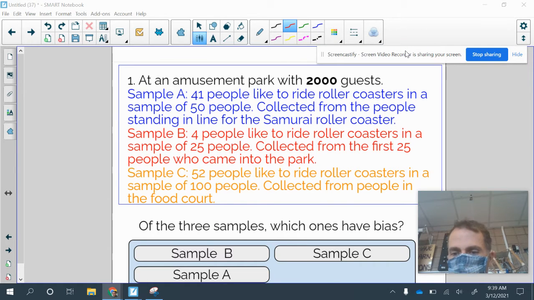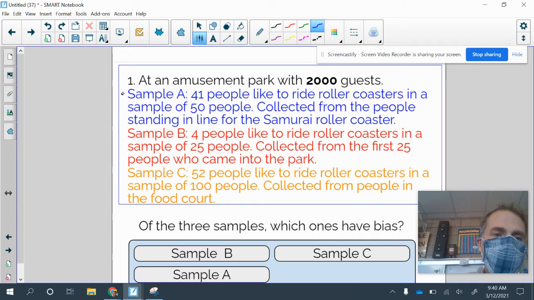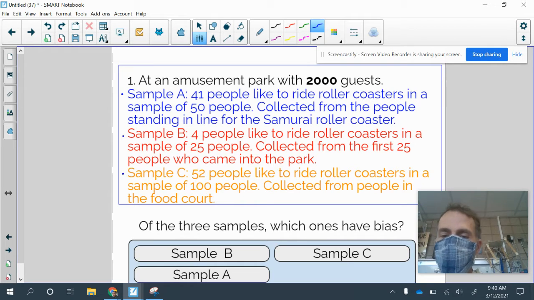We are going to try to teach you about samples, populations, and bias. This is where we take three samples, one, two, three samples, and we're going to combine them to make our surveys and samples a little bit more representative of the entire population.